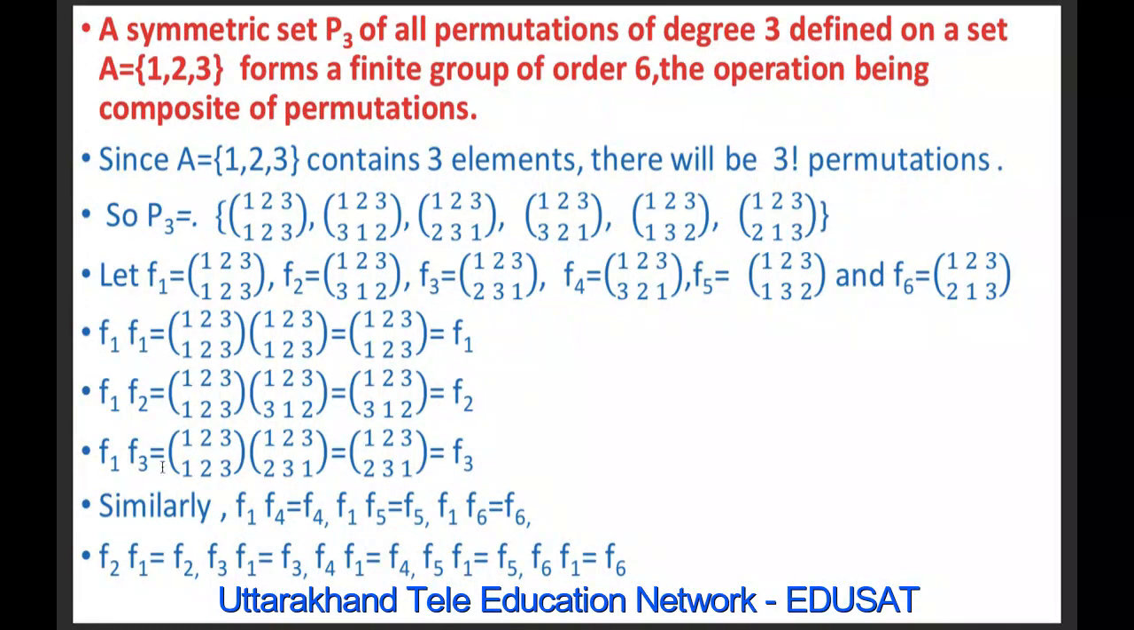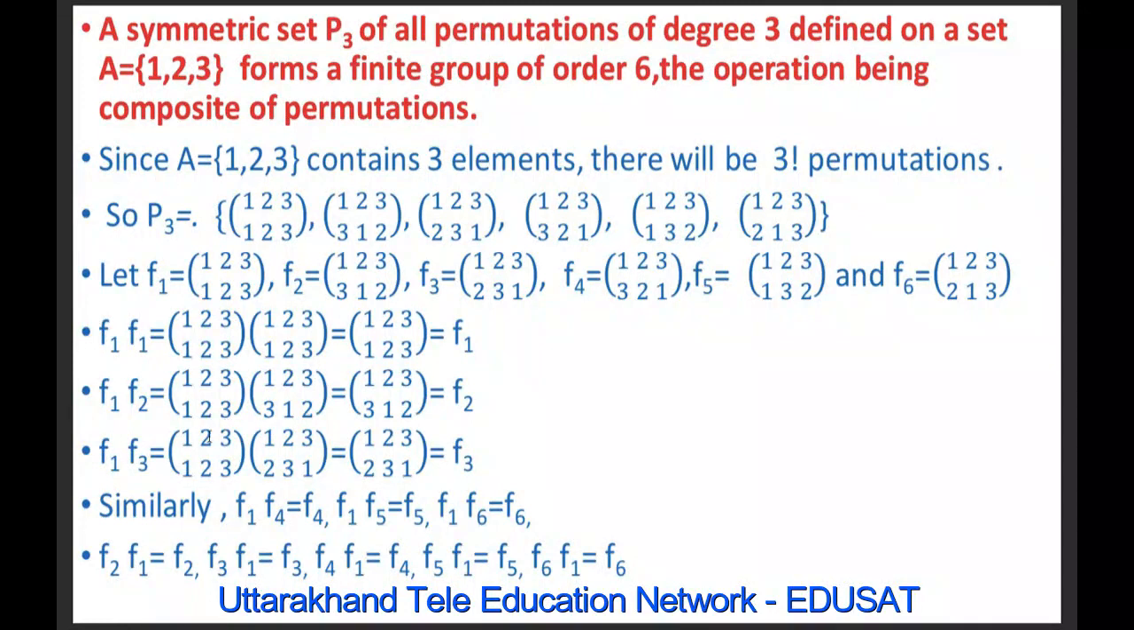Now for F1 and F3. F1 is 1, 2, 3 and 1, 2, 3, and in F3 the first row is 1, 2, 3 and the second row is 2, 3, 1. So first we will carry out the operation given in F1, then the operation given by F3. In F1 the image of 1 is 1, in F3 the image of 1 is 2. So I have written 1 below 2.